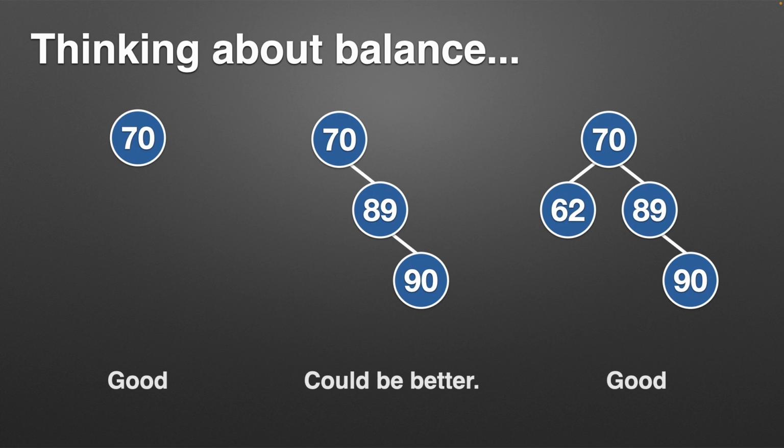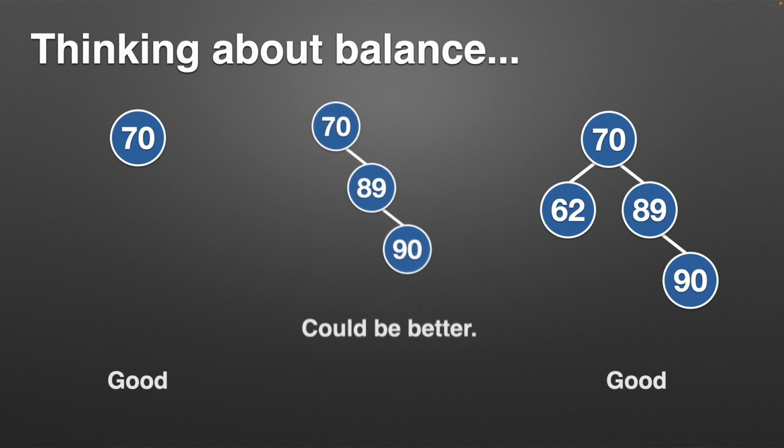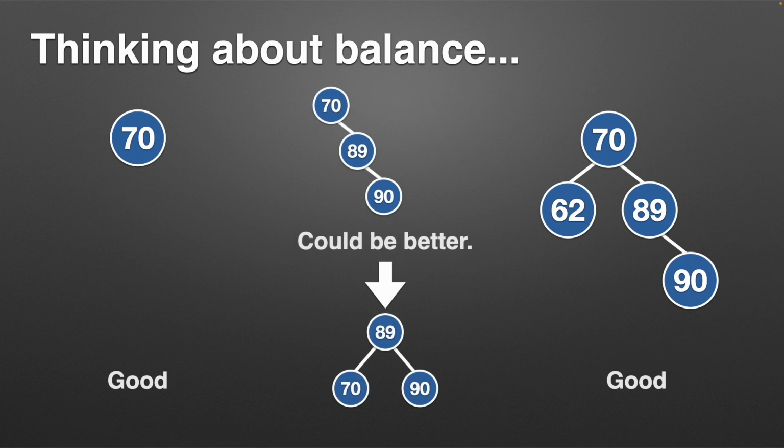There's no way to change that. But if we've got something like this, right? So we've got 70, 89, and 90, and they've kind of done that thing where they're in a line. That could be better, right? And even if it's just a little bit better, we could arrange it just like this, and now our tree is more balanced. We look at it, and we can see that now we've only got 2 levels and the same representation.